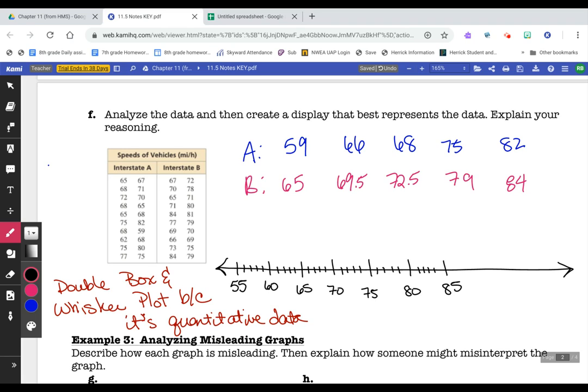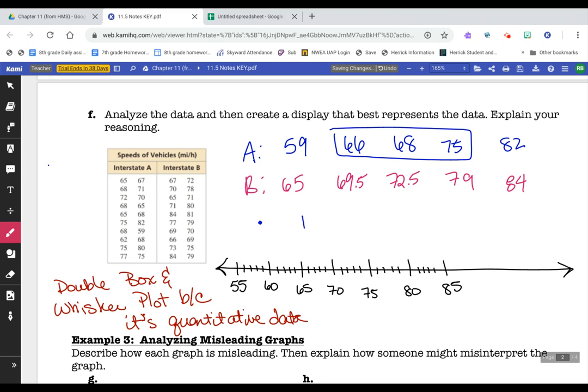So for Interstate A, it would have your left whisker at 59. So let's put a dot right there. The box is going to go around 66 to 75. So 66 would be right here. 75 would be right here. That's your box. And your right whisker would go all the way to 82. Okay, now to get the median in there at 68, we would draw a line.